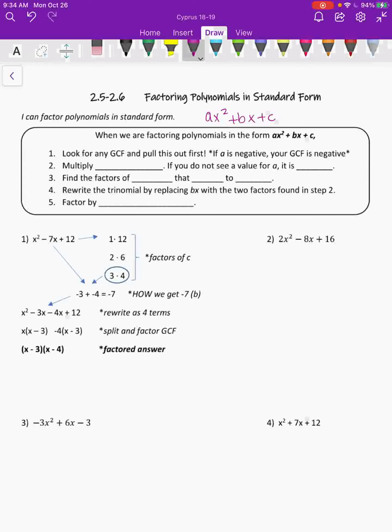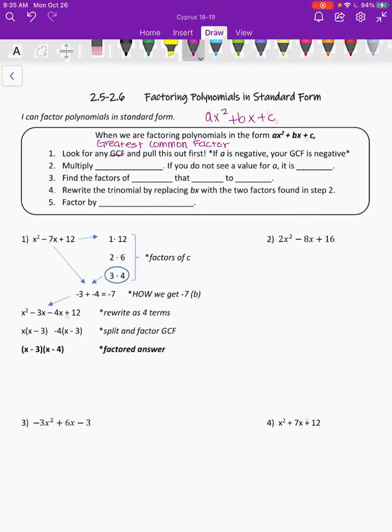Number one, first, always look for any GCF and pull this out. GCF is greatest common factor. Okay. So if your a value is a negative number, then your GCF will also be negative. Greatest common factor is the number that can be divided into all of your other terms, the biggest number that can be divided into all of your other terms.